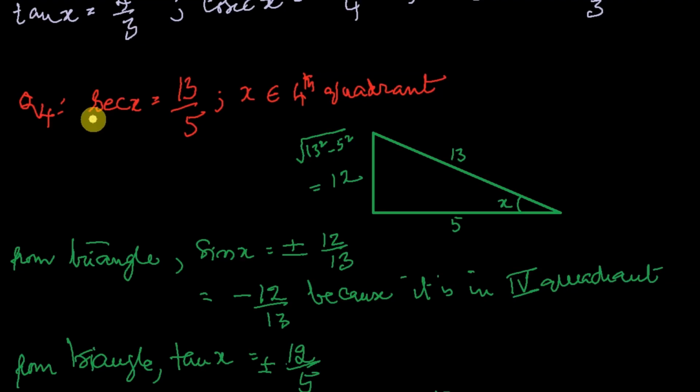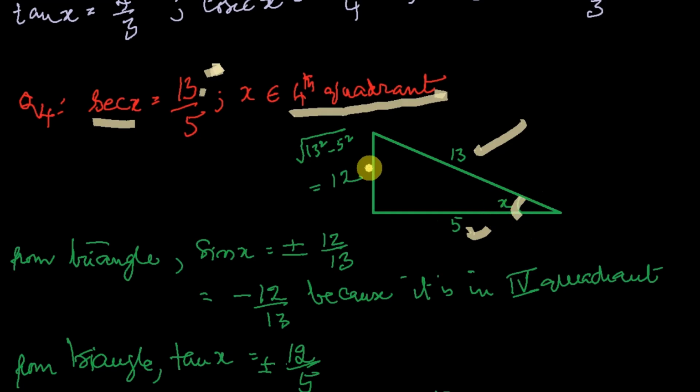Question number 4. It is given secant x is 13 by 5, and cos is positive. Cos is positive in the fourth quadrant only. So let us first draw the triangle. Hypotenuse by adjacent side is 13 by 5. So the opposite side becomes the square root of 13 square minus 5 square, 169 minus 25 is 144. Root of 144 is 12.